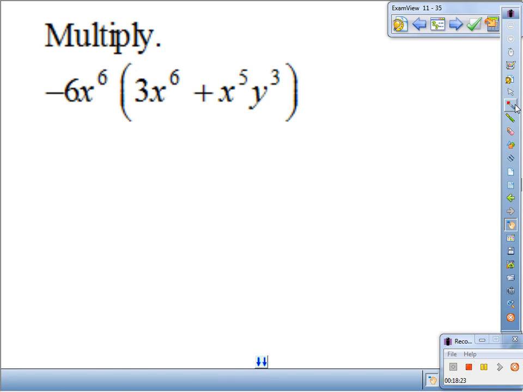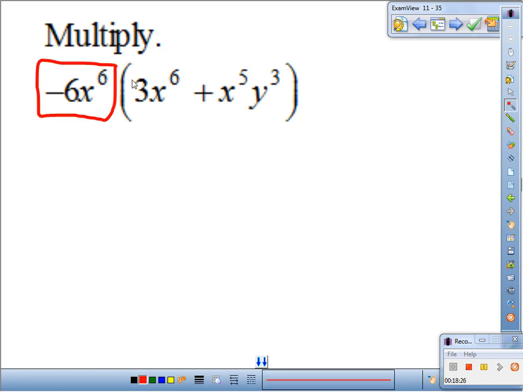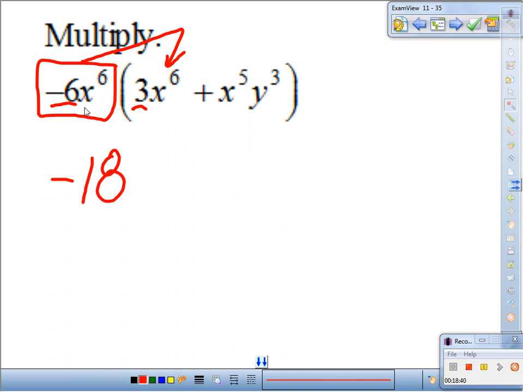All right, let's distribute. We have one monomial times a binomial. So I'm going to distribute this one first times this one. Numbers times numbers, variables times variables. What is negative 6 times 3? Negative 18. What is x to the 6 times x to the 6? That's x to the 12. We're adding exponents. Let's go to the next term.